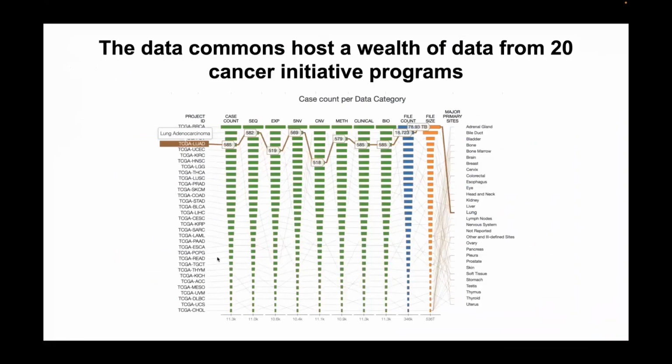This is another example. There's 80 terabytes from TCGA from lung adenocarcinoma, LUAD. So there's a ton of data here, and a lot of it isn't necessarily immediately accessible to the researcher.